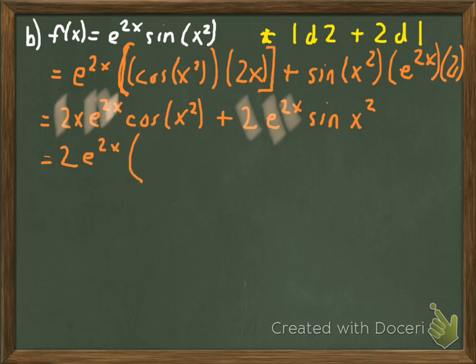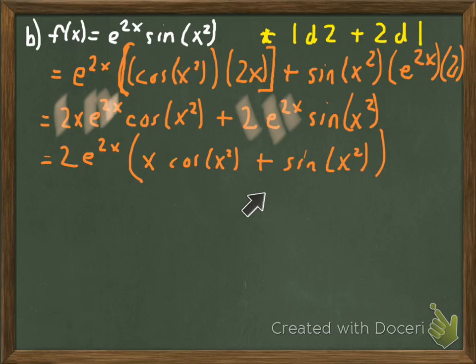And for the first term, that leaves us with an x cosine x squared. From the second term, that leaves us with the sine of x squared. Alright, nothing else that you can do with that. Sometimes after you factor out that e to the 2x or something somewhere, you can combine these two expressions, but we're not going to be able to do this time.